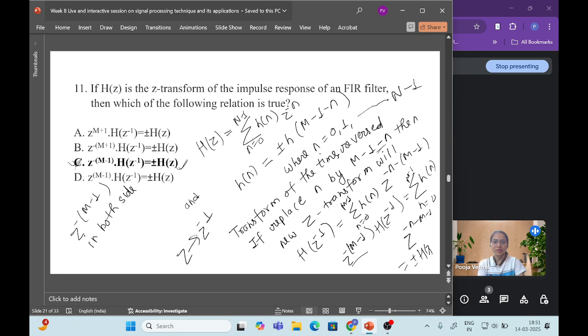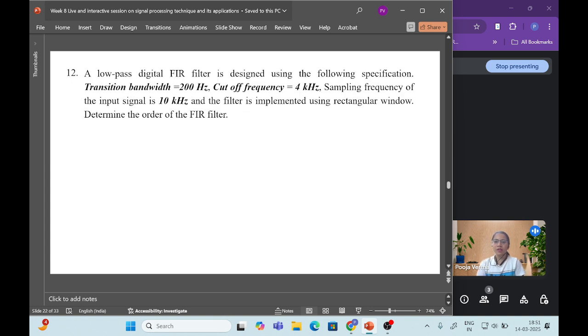I hope you understand it. So, moving to the next question. A low pass FIR filter is designed using the following specification. The transition bandwidth is 200 Hz, the cutoff frequency is 4 kHz, the sampling frequency of the input signal is 10 kHz, and the filter is implemented using a rectangular window. Then determine the order of the FIR filter. What will be the order of the FIR filter?